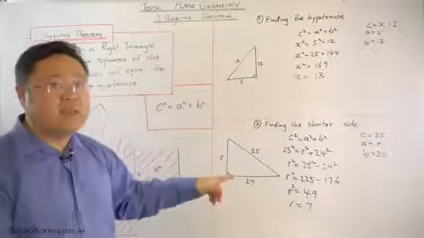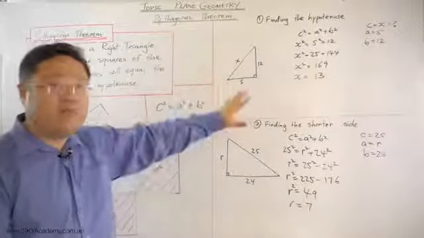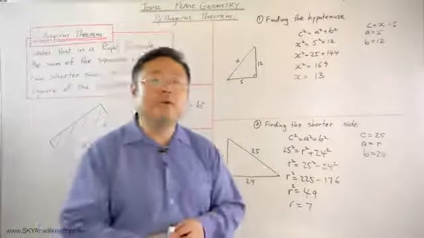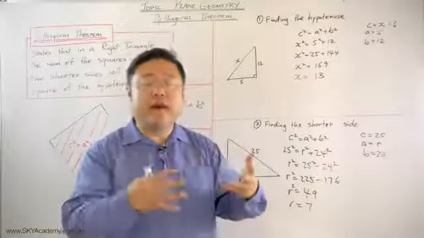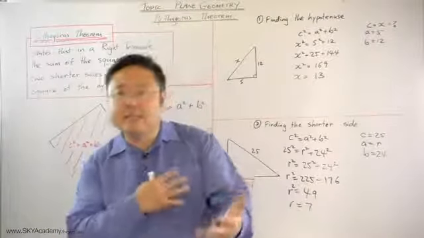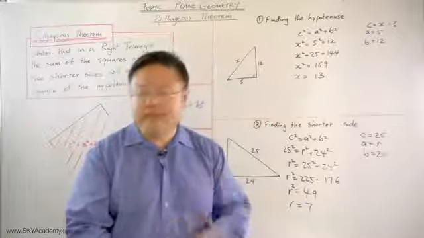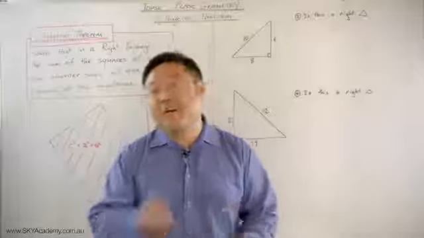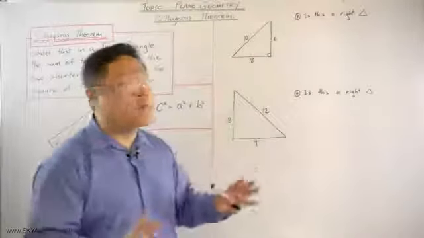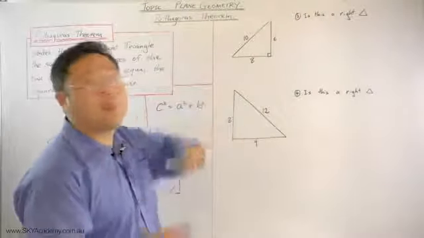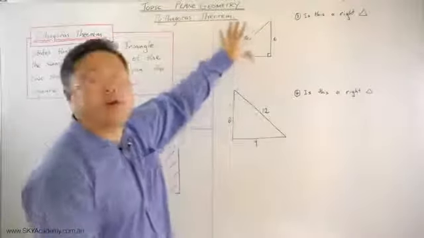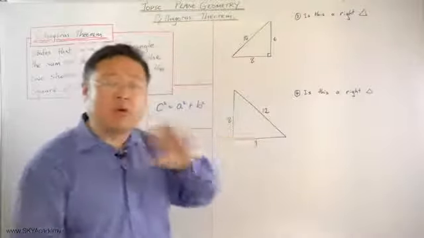The last example that we're going to be doing, after I rub off this side of the board, is to be able to prove that a triangle is or isn't a right angle triangle. Okay, so I'll be back. I'll just rub this off the board. Okay, welcome back. So now what I want to do is look at being able to show whether or not a triangle is a right angle triangle.